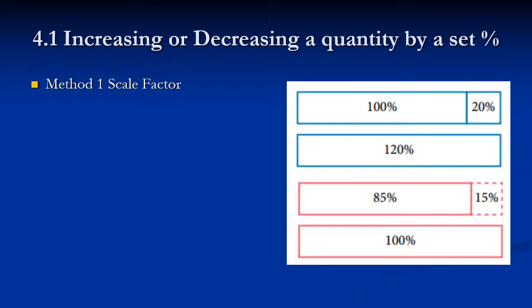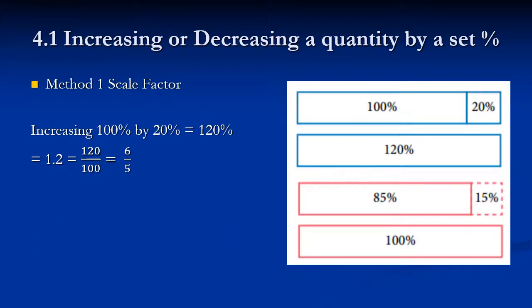Now, if I want to increase or decrease a quantity by a set percentage, I can do it a couple of different ways. So the first of all is just through the use of a scale factor. So for example, if I want to increase 100% by 20%, I've actually got 120%. Now I can also simplify that to 120 over 100, so 12 over 10, and then I can also simplify that to 6/5.